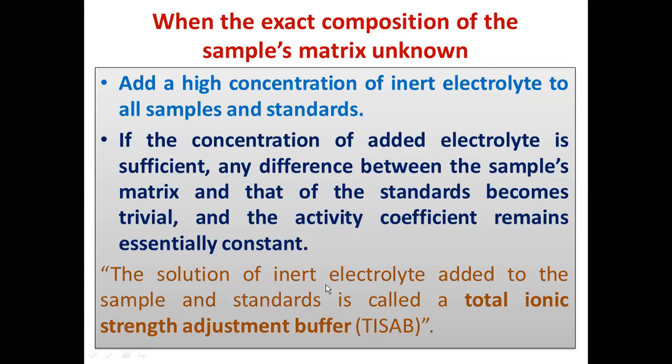This inert electrolyte that you are going to add is called the total ionic strength adjustment buffer, because its role is to adjust the ionic strength. Therefore, its name is total ionic strength adjustment buffer. This is done by adding an inert electrolyte at high concentration to the standards as well as the sample. As a result, the activity coefficient remains essentially constant. Therefore, we can eliminate the curvature in order to get an ideal calibration line.